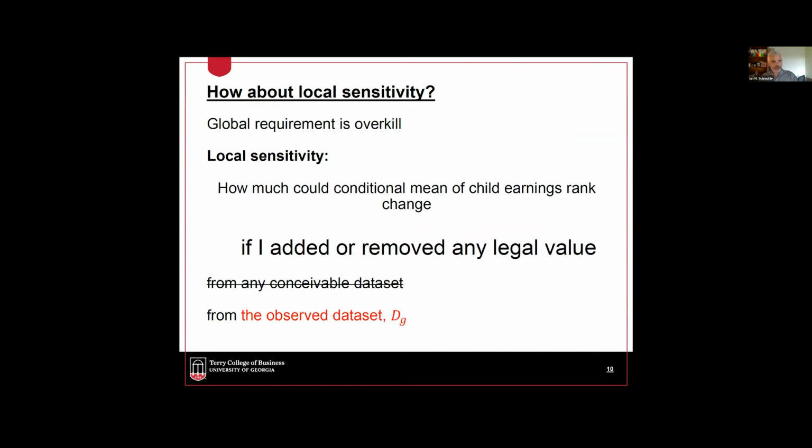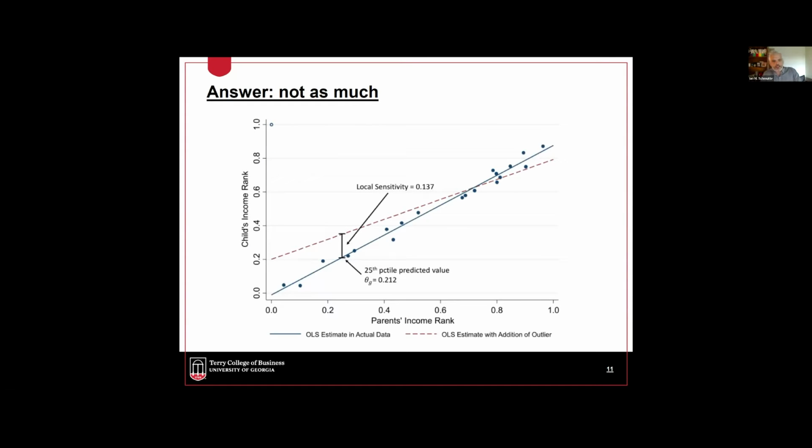So this gives us the concept of local sensitivity. How much could the conditional mean of child earnings rank change if I remove or add any legal value from the observed data set? The answer there is not as much. So if I look at the regression in the data that I actually have, this is the same sort of issue that comes up in general when we're thinking about sensitivity of regression estimates. Most of the time, we don't expect our regression to be particularly sensitive to an outlier, but it's only in these extreme cases where we get high global sensitivity results. Okay, so this seems pretty promising.